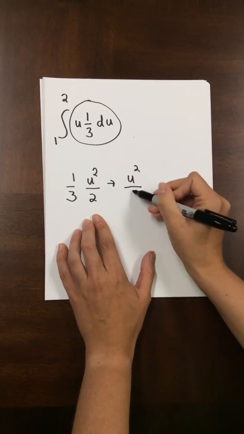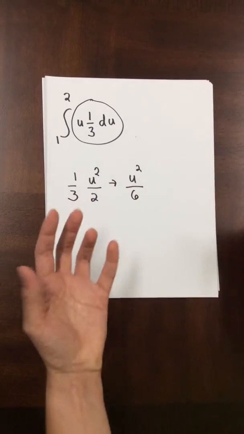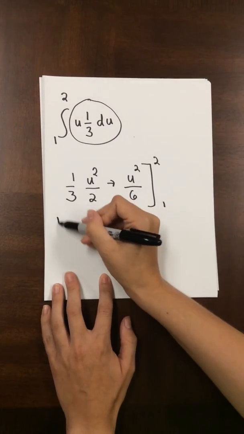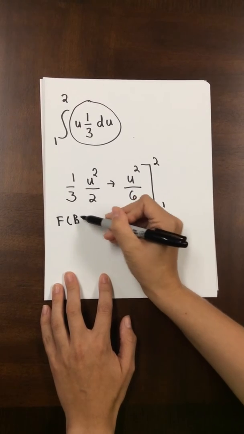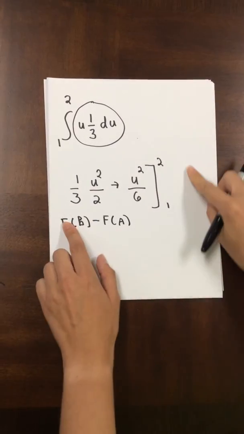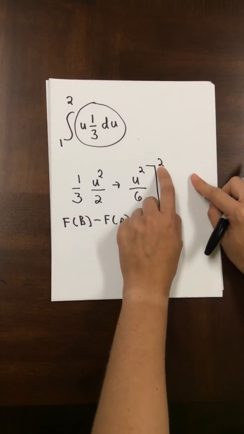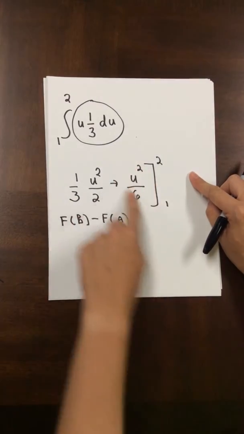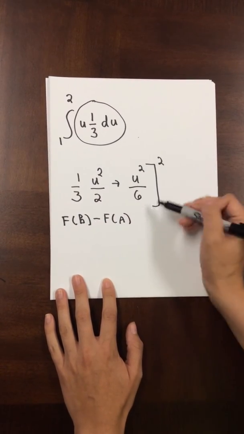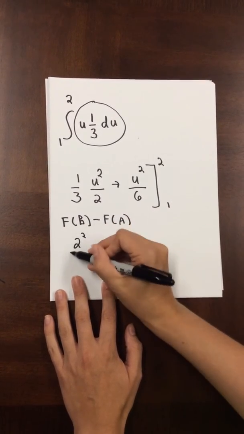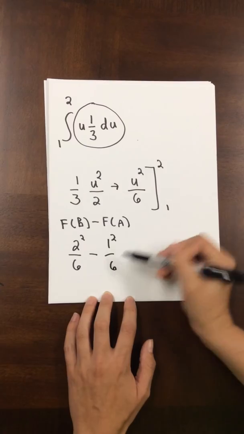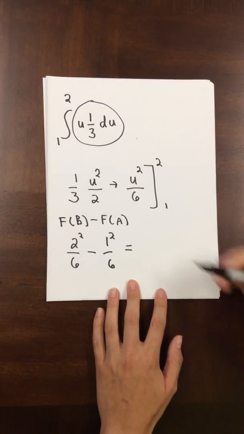So we get u squared all over 6. Now, when evaluating it from 2 to 1, we use the fundamental theorem of calculus. We have f of b minus f of a, and that's going to give us our value. We plug in the b value and then the a value into this equation to get our final answer. From u squared over 6, we get 2 squared over 6 minus 1 squared over 6, which when we solve that, we get 1/2.